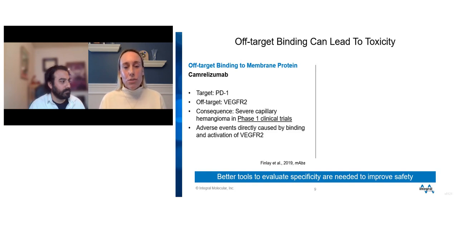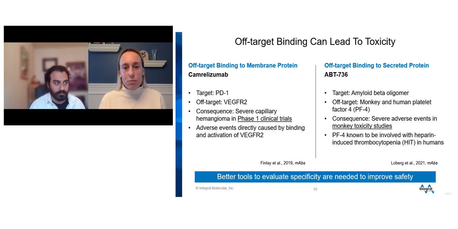So developers had to profile the binding of camrelizumab further, and they actually found an off-target binding interaction to a VEGF receptor. And through their investigations, they were able to determine that the adverse events were directly caused by not only binding to the VEGF receptor, but also activation of the receptor. And through this investigation, clinical development was allowed to continue, but camrelizumab now has to be co-administered together with a VEGF receptor inhibitor in order to account for that off-target binding interaction.